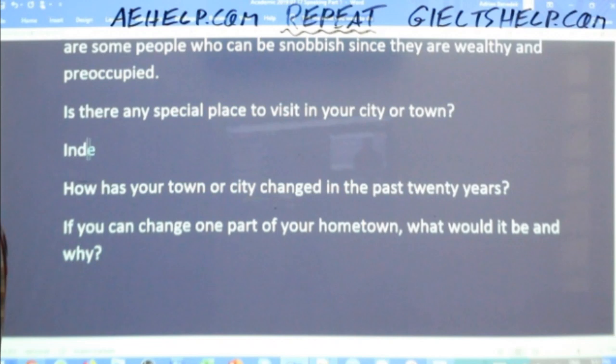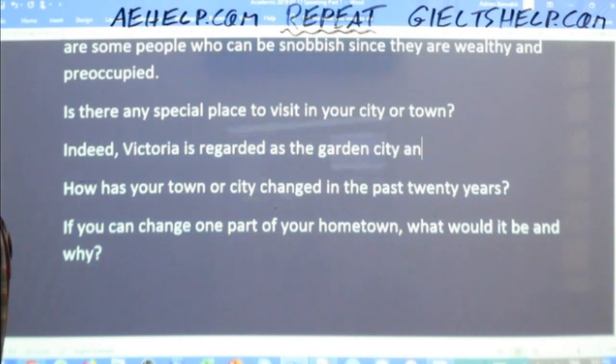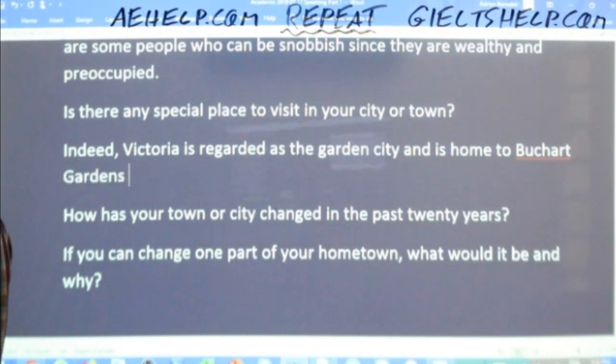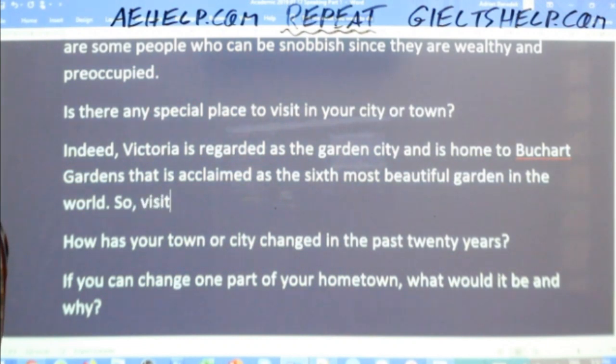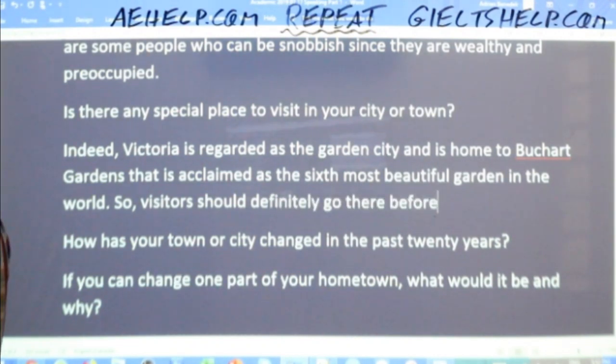So, indeed, Victoria is regarded as the Garden City and is home to Butchart Gardens that is acclaimed as the sixth most beautiful garden in the world. So, visitors should definitely go there before leaving the city. All right, here we go.